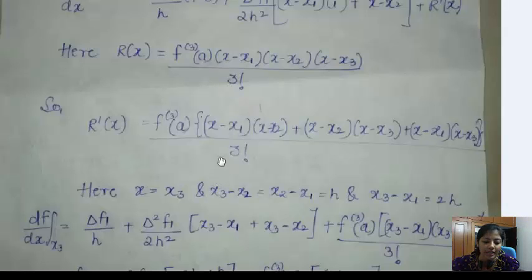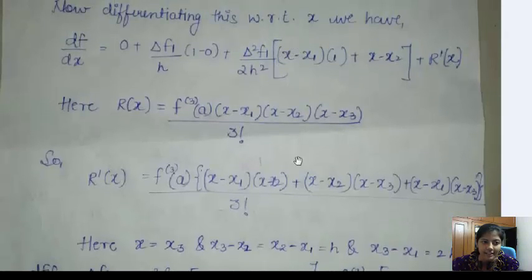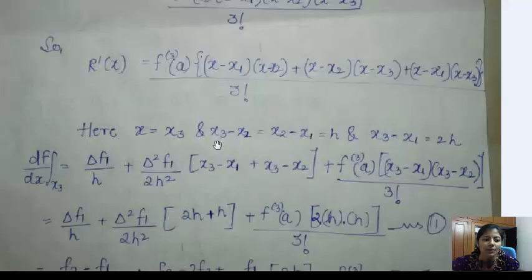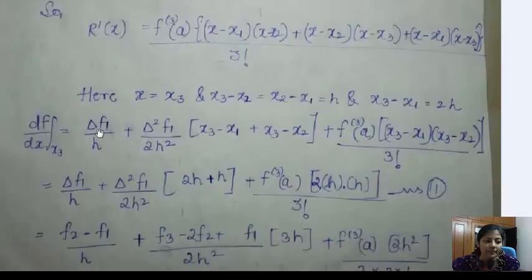Now we need to find the derivative at the value x3. So we'll take x equal to x3 and substitute x3 in place of x. So x3 minus x1 and x3 minus x2 would be with us. Now as we know, x3 minus x2, that is the difference of successive values, is equal to h, and x3 minus x1 is equal to 2h. So we'll find the value of the derivative at x3, and we will have forward difference of f1 upon h plus second forward difference of f1 upon 2h square into (x3 minus x1, that is 2h) and (x3 minus x2, that is h), and the relative error.